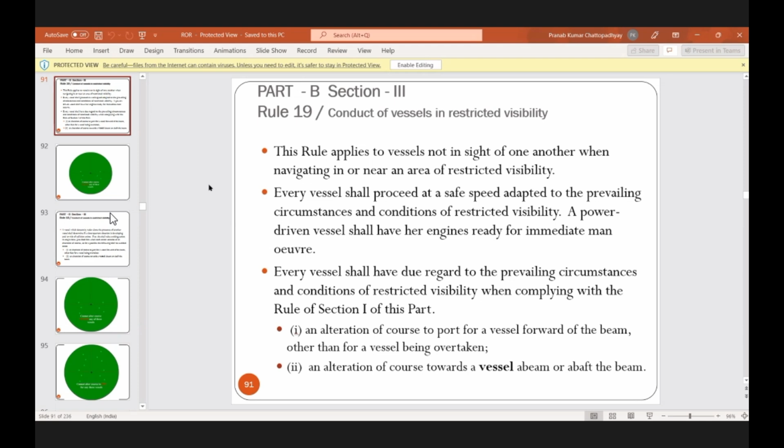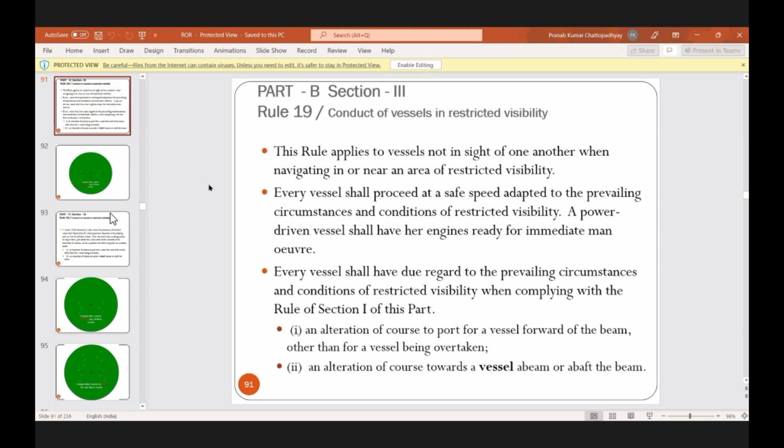Every vessel shall have due regard to the prevailing circumstances and condition of restricted visibility when complying with the rules of section 1 of this part. What is section 1? Conduct of vessels in any condition of visibility. So, in any condition of visibility, does restricted visibility come or not? Yes, sir.